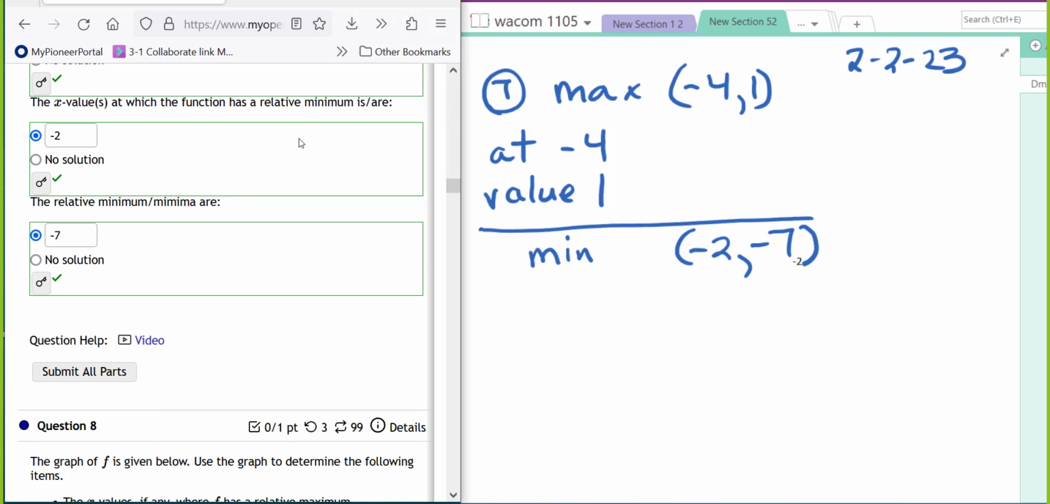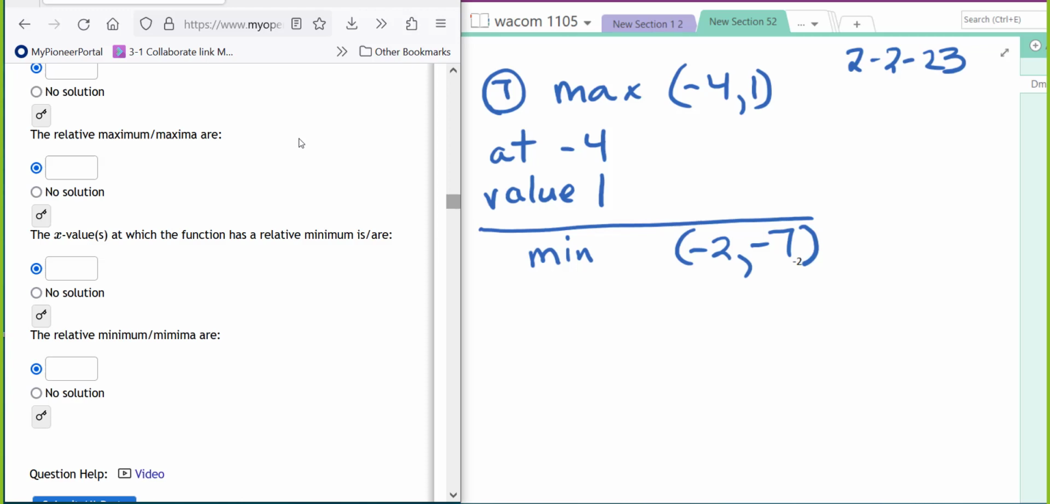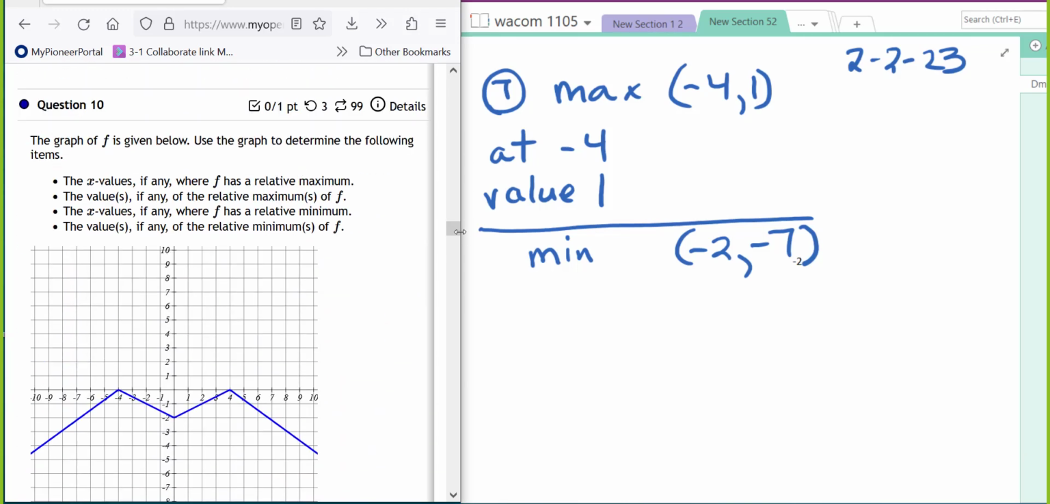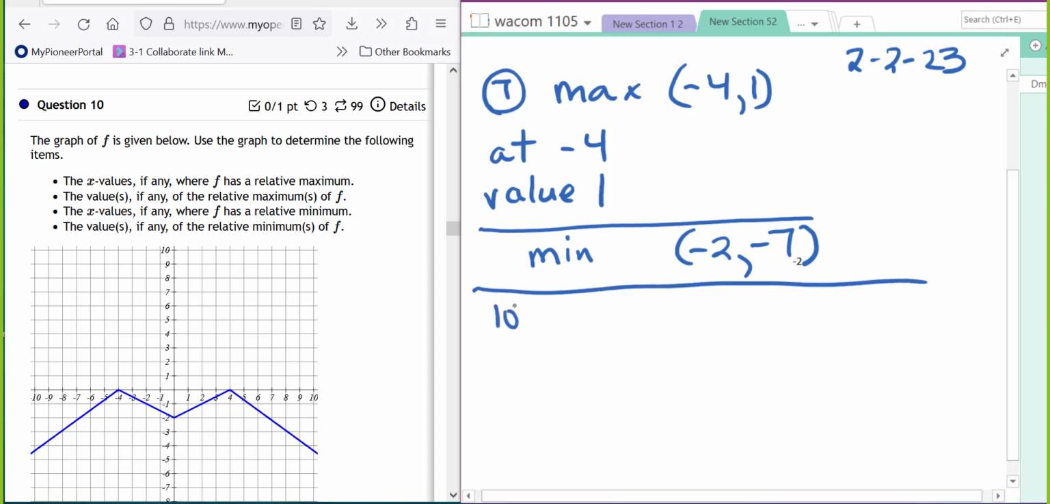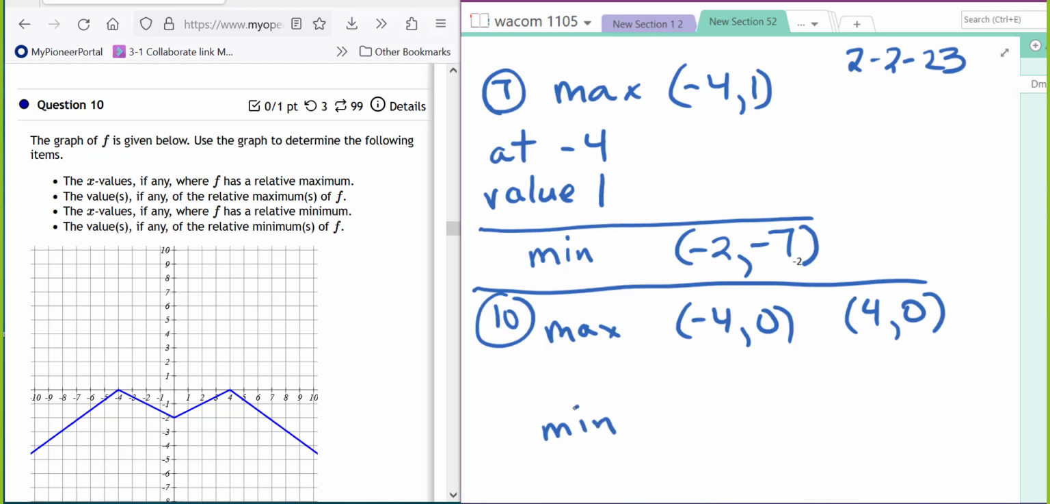Then I wanted to look at 10 before we look at 9. So this one's also going to be max and min. So it has 2 relative max points, right? And so one is at -4, 0. And the other is at 4, 0. We'll go ahead and put the min is at 0, -2.